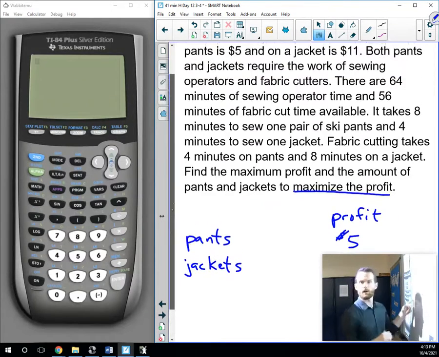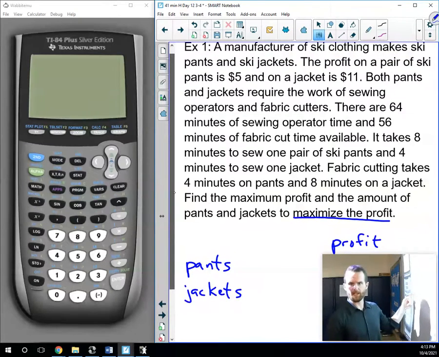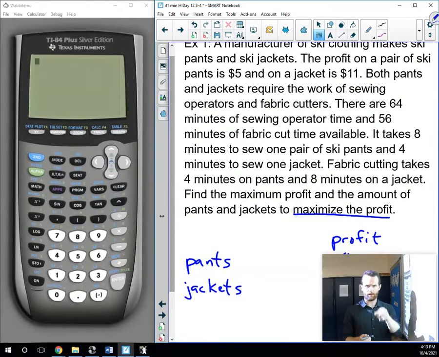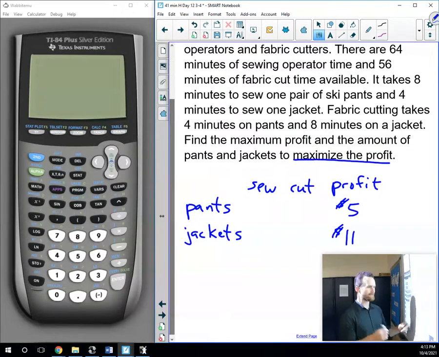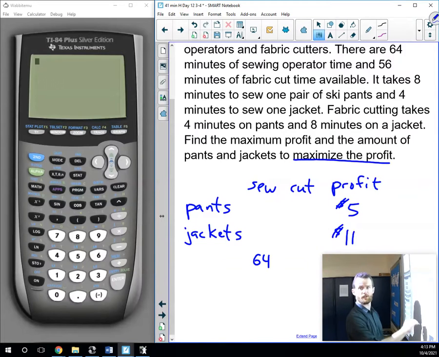All right. Both pants and jackets require the work of sewing operators and fabric cutters. Okay, so those look like the 2 things that we're going to have limited amounts of, sewing operators and fabric cutters. So we'll put the amount of time we have sewing and the amount of time we have to cut the fabric. There are 64 minutes of sewing operator time. So that's one of our constraints. That's the maximum amount of sewing time we have. 56 minutes of fabric cut time available, so that's the constraint on the amount of time we have to cut.